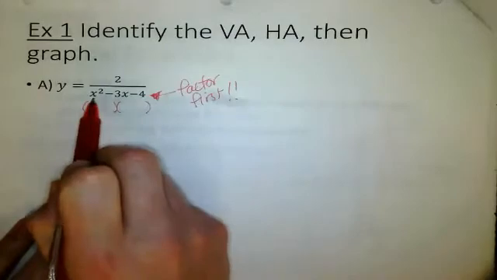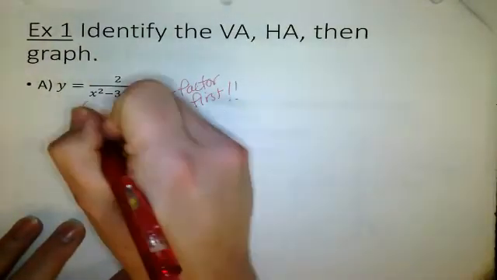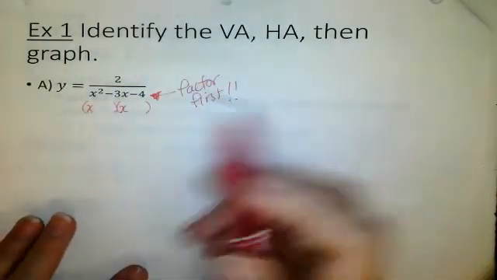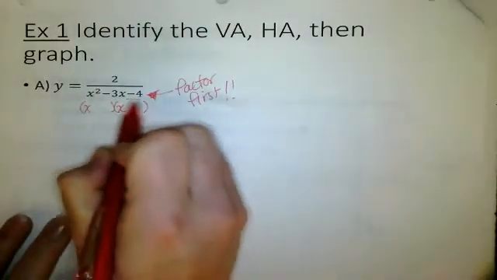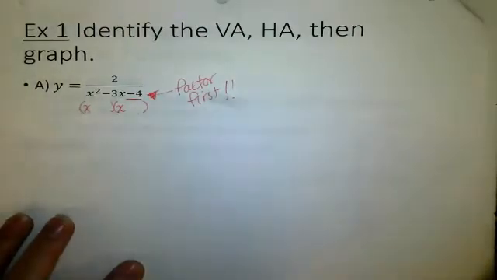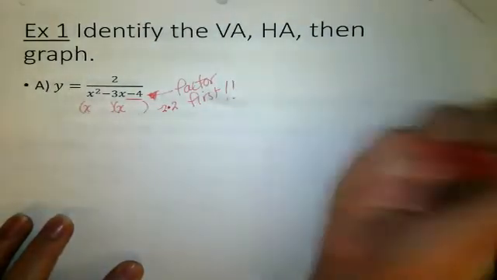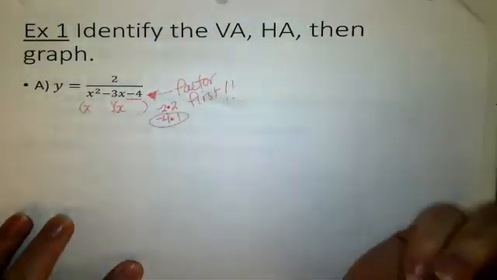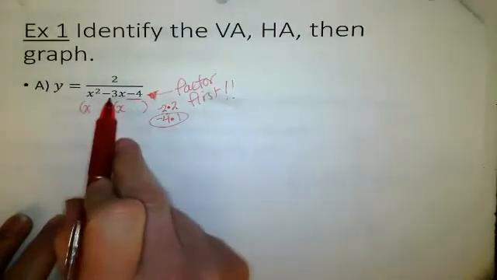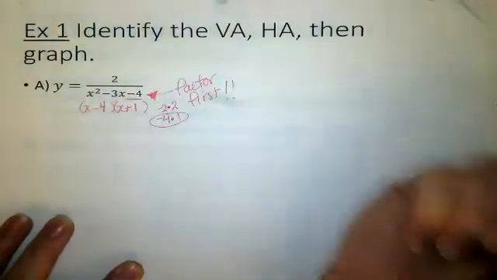What times what is x squared? You can say it out loud. I know you're thinking it. That's an easy question. X times x. And then we say what times what is negative 4? Negative 2 and positive 2. What else? Negative 4 and positive 1. We want negative 4 and positive 1. Why? Yeah, it gives us that negative 3 when we add them together. All right? So negative 4 and positive 1.